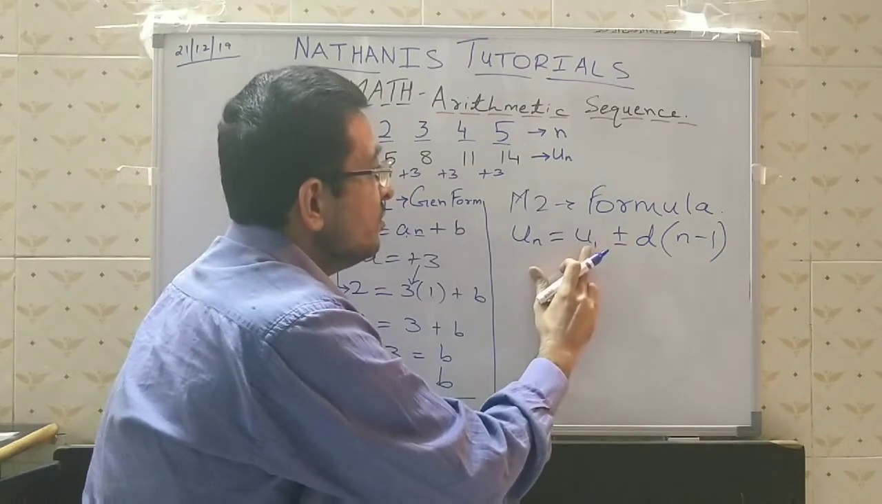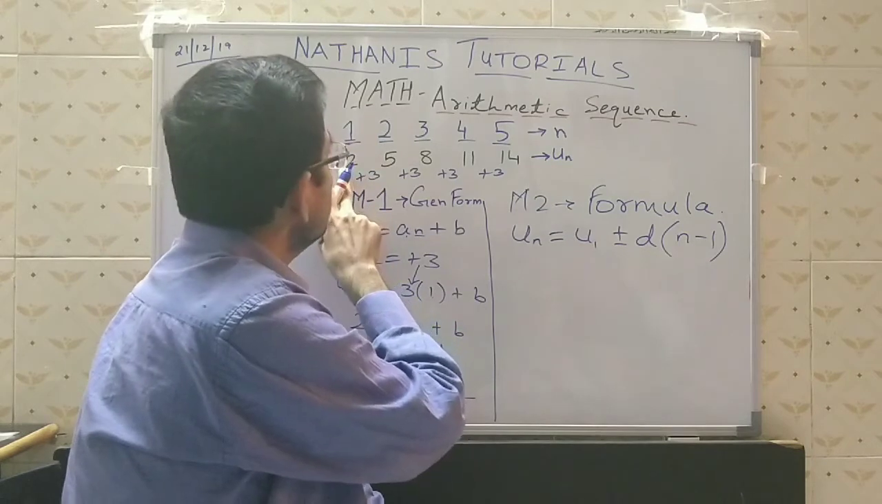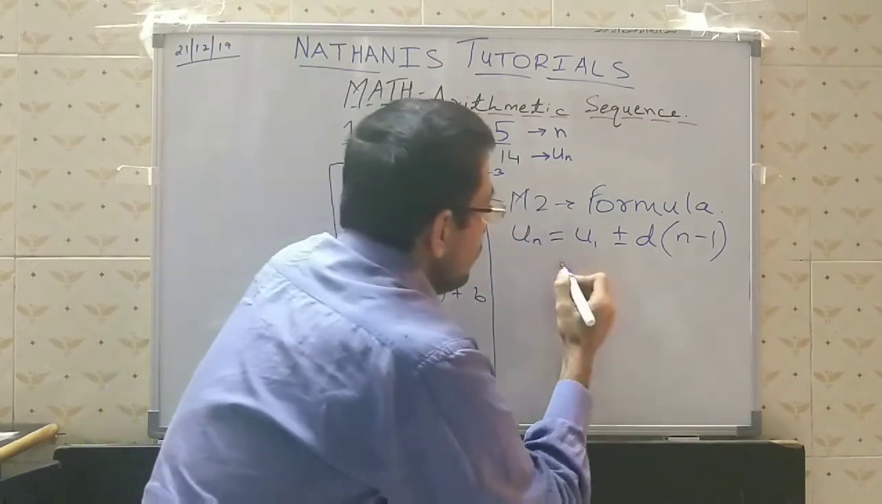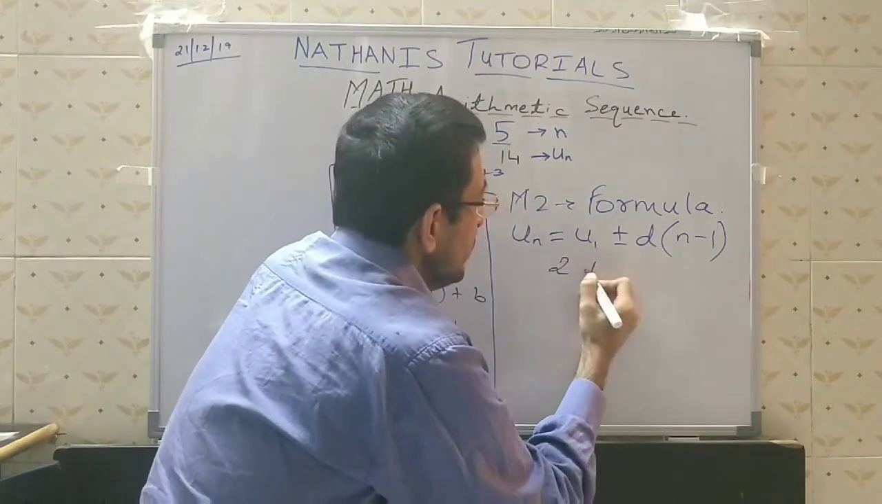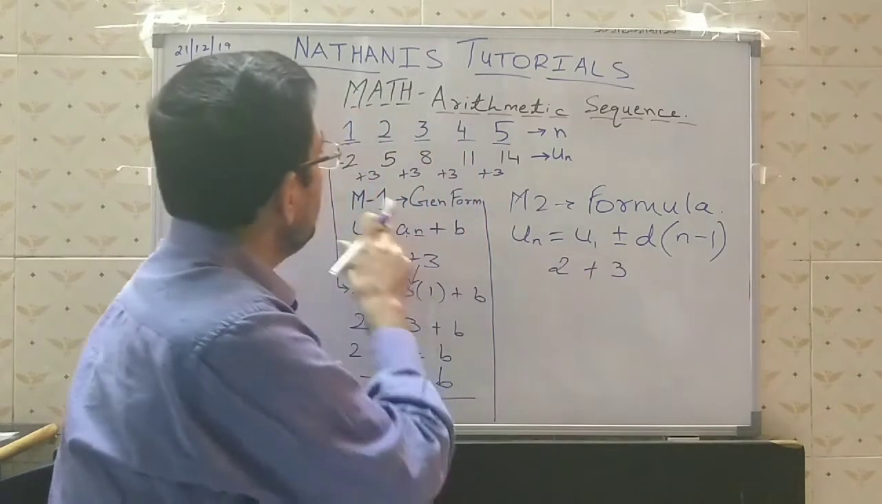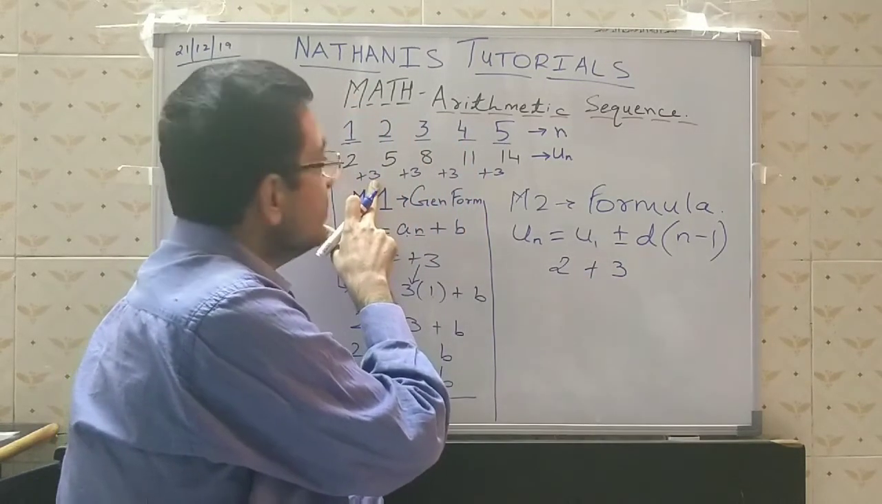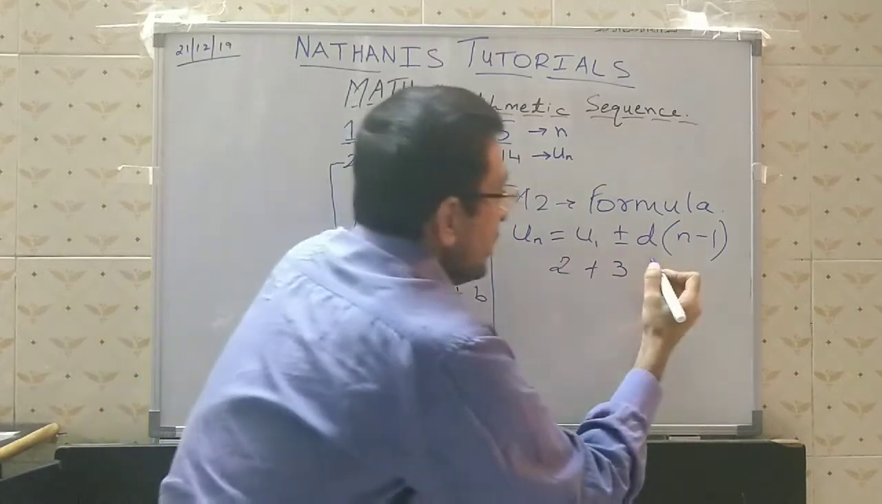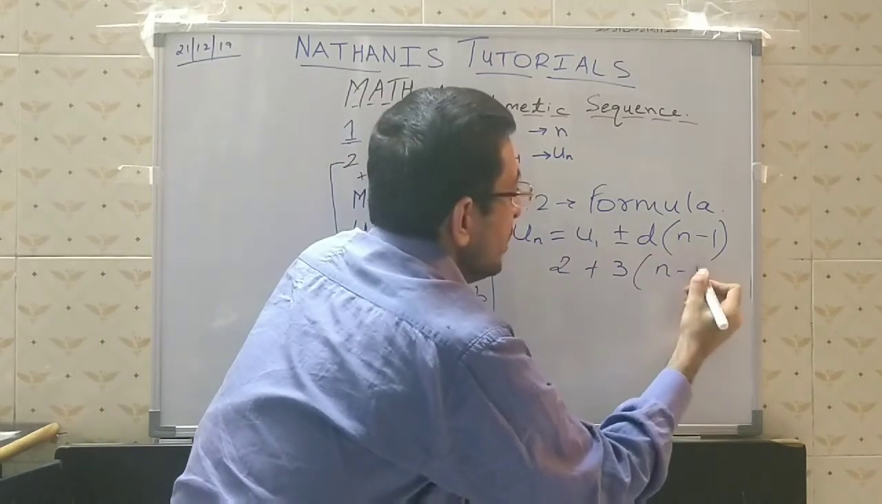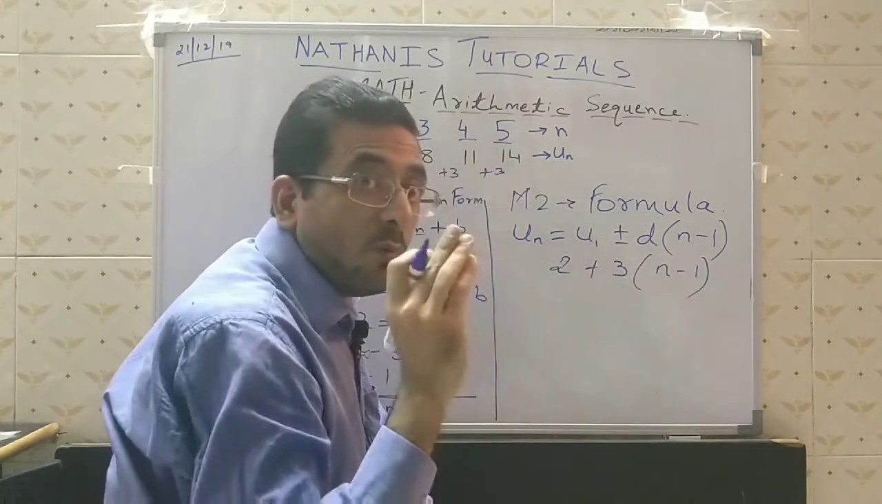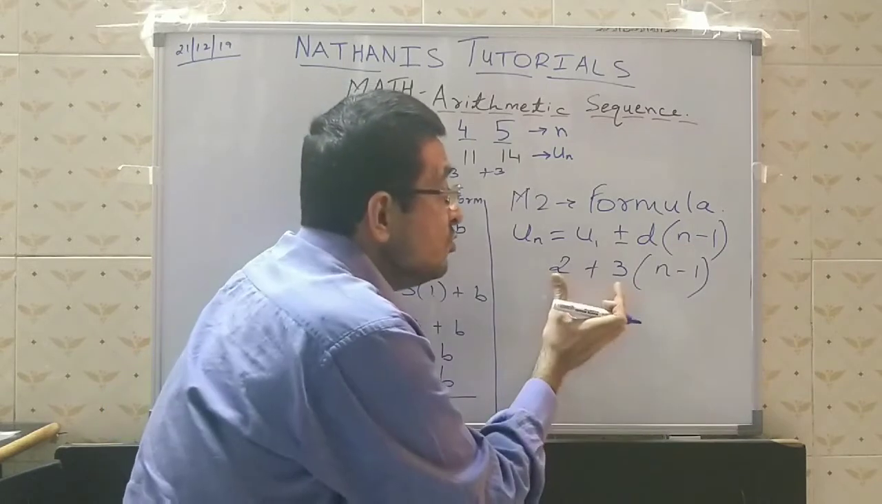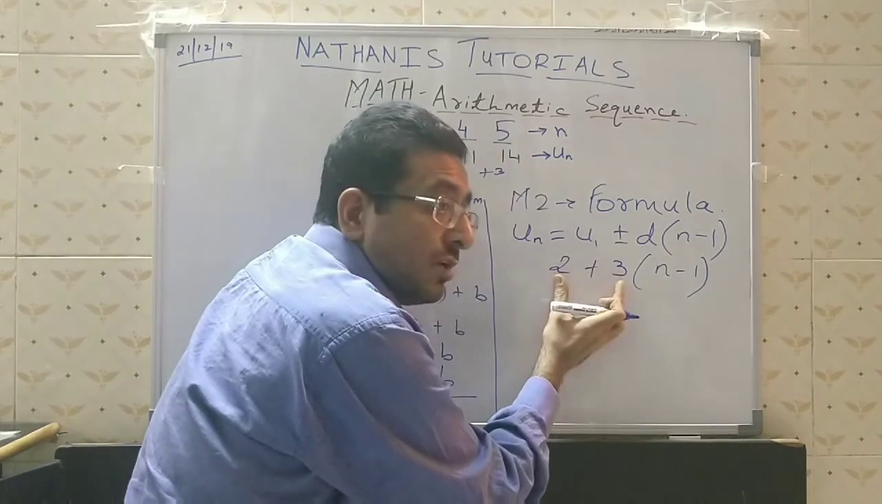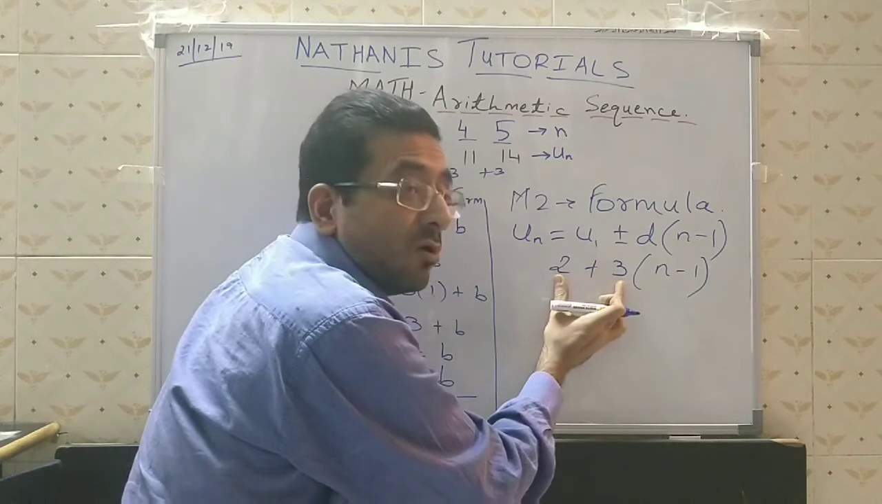So let's substitute. u1, the first term, is 2. So 2, then plus 3. Why plus 3? Because the common difference is plus 3. And then bracket open and n minus 1. Now, very important, please do not add these two. Adding these two is a wrong step.